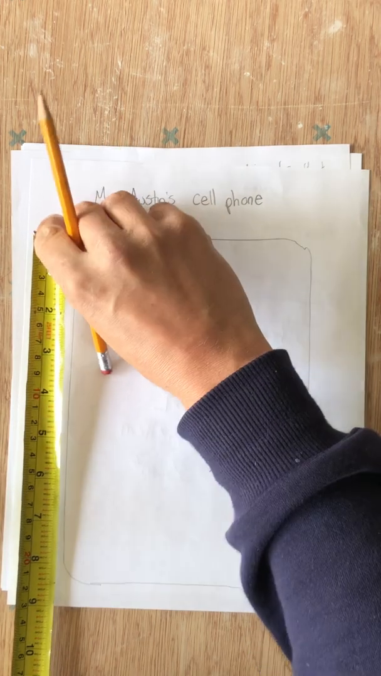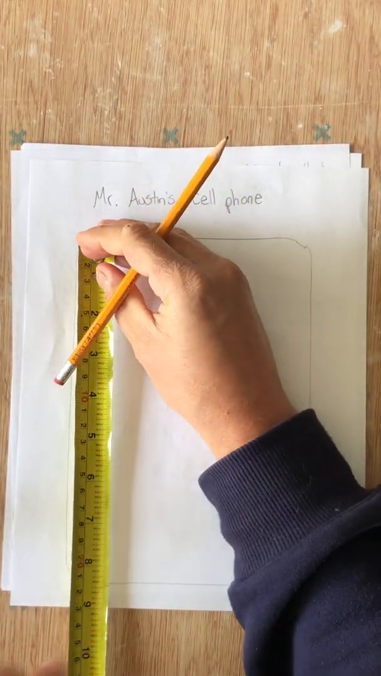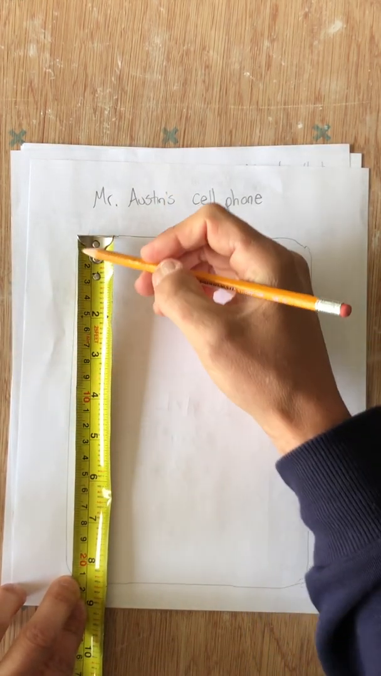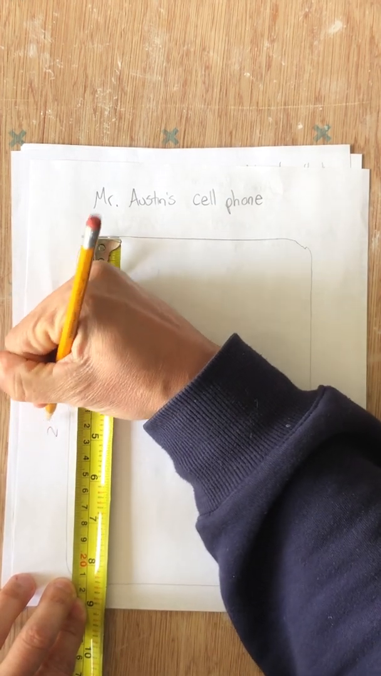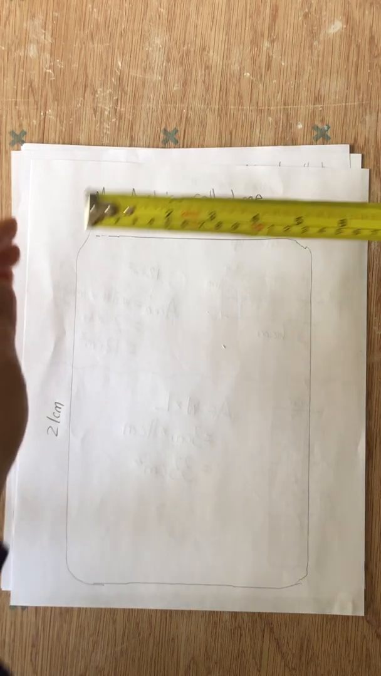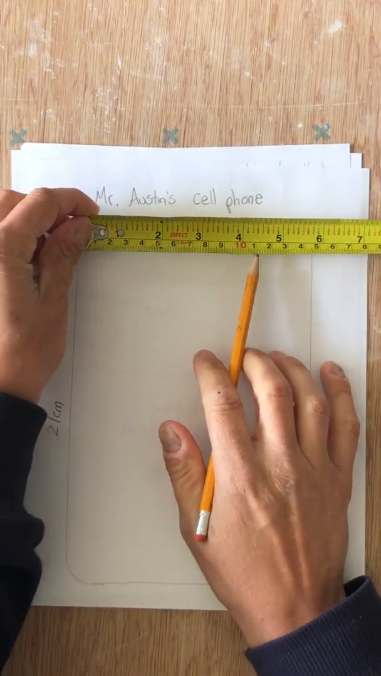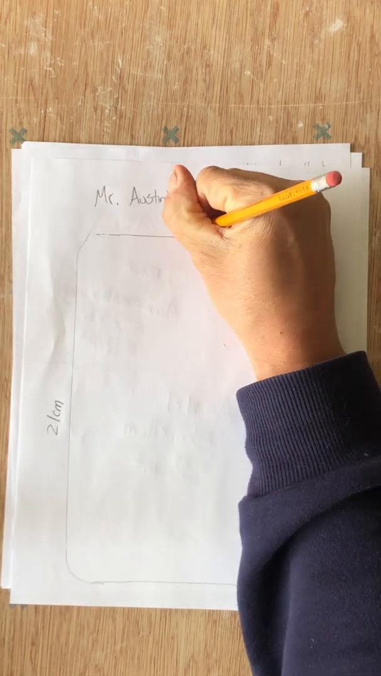So let's see, this is inches, we'll use centimeters here. Let's just estimate and say it's 21. So we see 1 to 21 centimeters long, 21 centimeters. And let's estimate and say it is, let's say 10, 11, 12, 13, 14, let's say it's 15 centimeters wide. So that's not exactly precise, but it's pretty close.